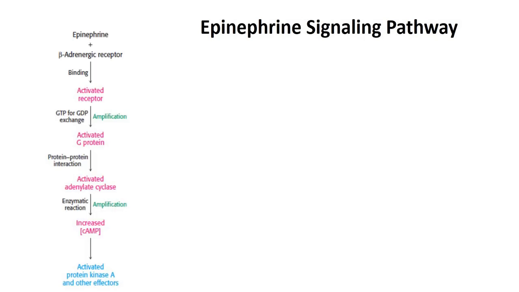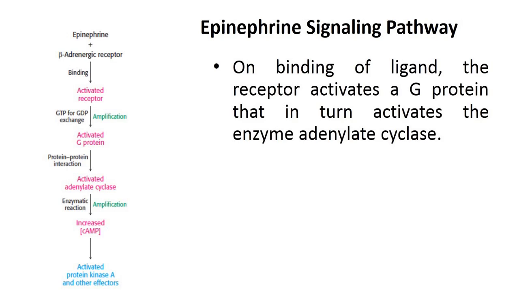You have epinephrine binding to beta adrenergic receptors. On binding to the ligand, the receptor activates the G protein, and this G protein in turn activates the membrane bound enzyme, the adenylate cyclase, and this is done by exchange of GDP for GTP.